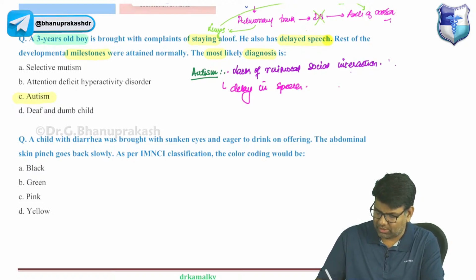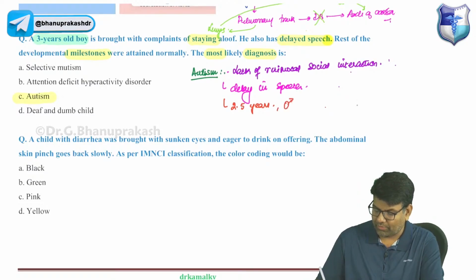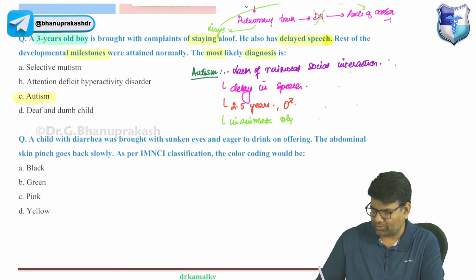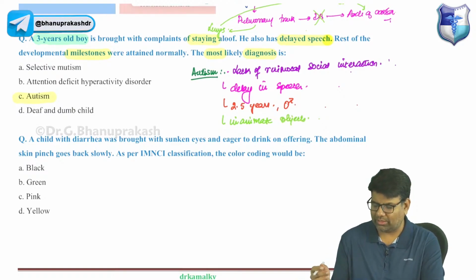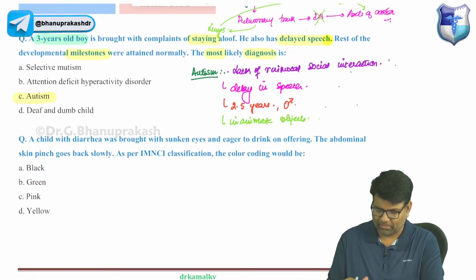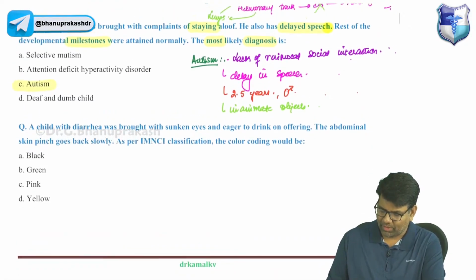Then characteristically, the onset is around 2.5 years and especially affects the male child, right? So this is classical autism, and moreover he loves to play with inanimate objects, like toys, books. Rather than making friends, he prefers to play with toys. So this is classical autism. We will discuss more in psychiatry about this, but for the time being, remember this much. So this is classical autism.